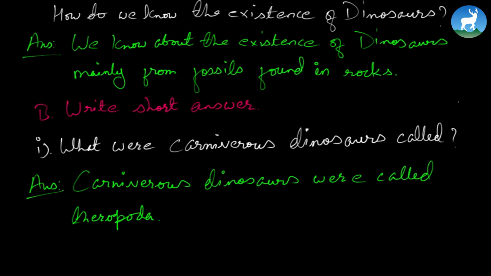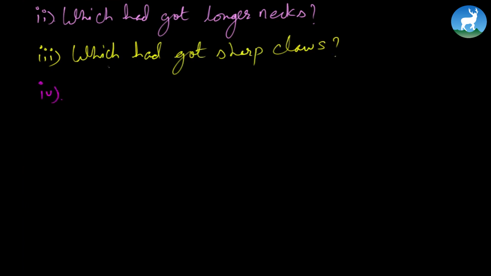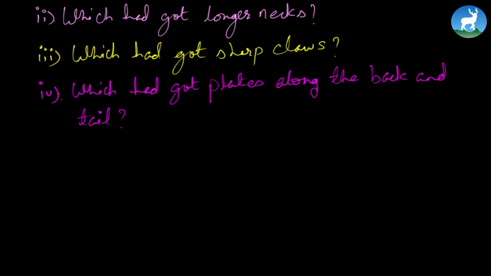It's right in the passage. Very, very simple exercise. Let's continue further. Look at question number 2 now. Which had got longer necks? Again, very simple answer right in the passage. Number 3. Which had got sharp claws? Number 4. Which had got plates along the back and tail?